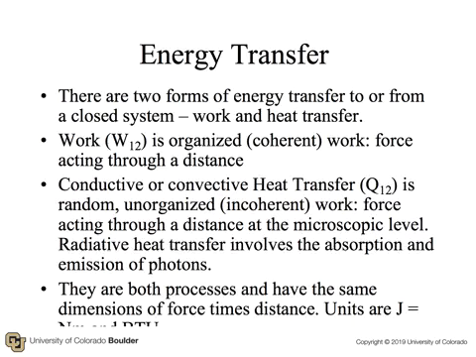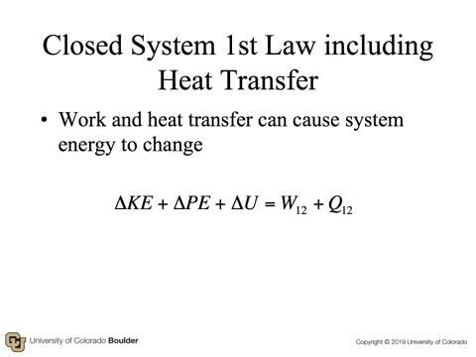Both work and heat transfer are processes and have dimensions of force times distance, or energy. In the SI system, the unit is joules. In the English system, the unit is BTUs. The first law for a closed system can be written as shown in the slide. Note that we have again written it as a balance relation with change of state on the left and processes on the right. The change in total energy of the closed system must equal the net work and the heat transfer acting on the system.